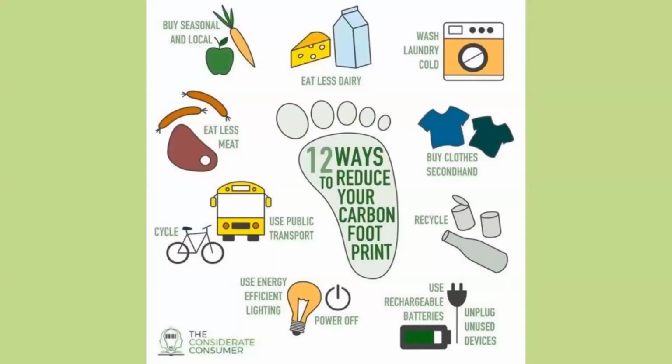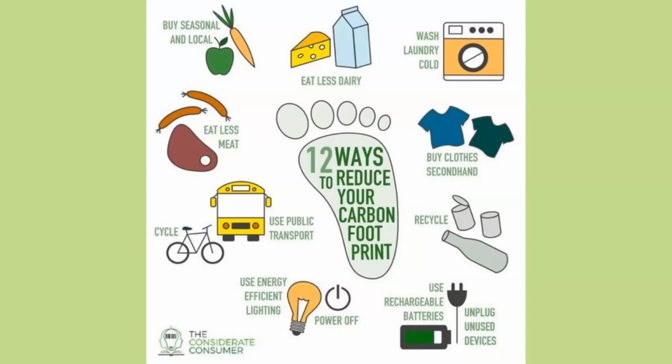Okay, this, we have 12 ways to reduce your carbon footprint. First, on the upper left, we have buy seasonal and local. It says that you must buy the fruits or the products that you want in season and in your local country.